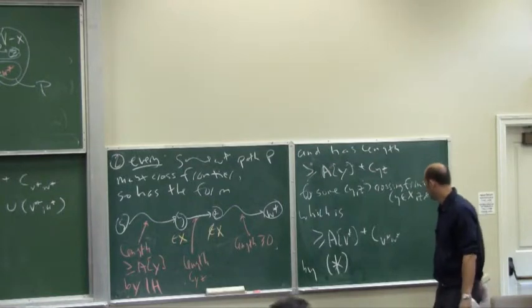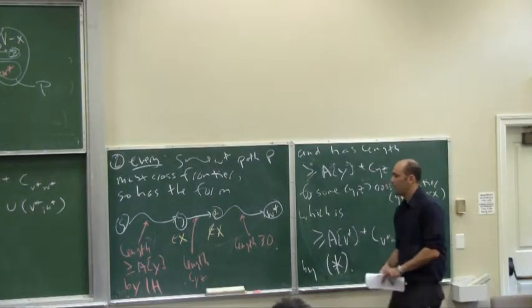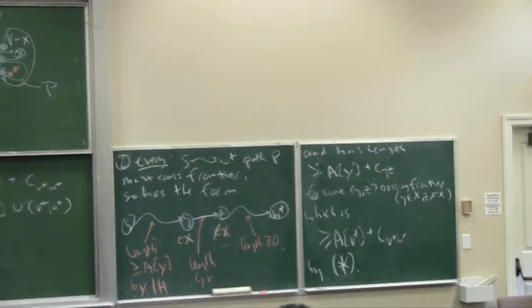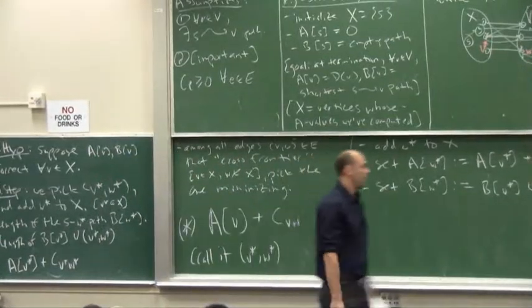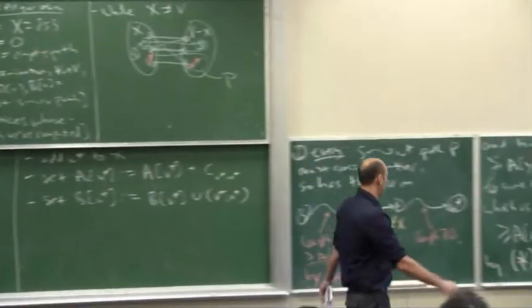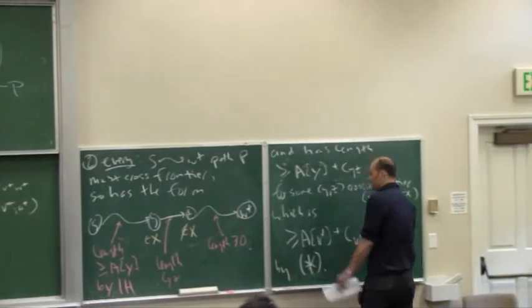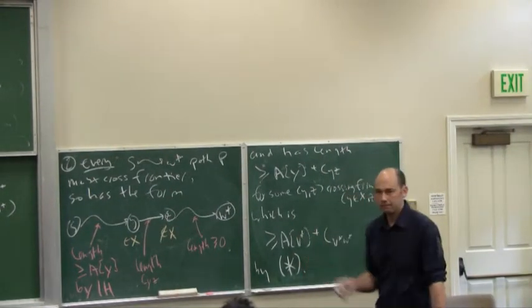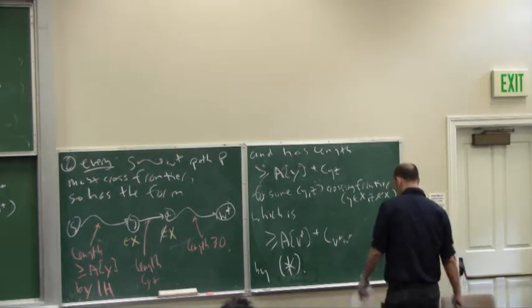Okay. So summing up, what did we prove? What's our path length? A of V* plus C of V*, W*. What's the length of any other conceivable path? Well, it's at least that. It could be worse. It's definitely not better. Therefore, our path is the shortest one. Okay? That's what we needed to prove.